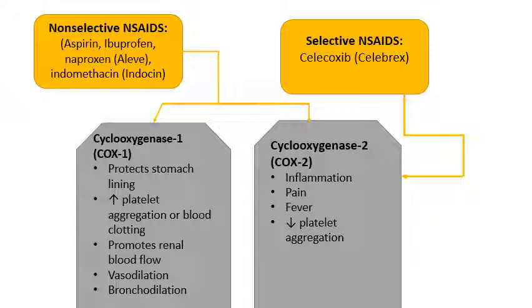Remember, you'll probably see this again. It's important to remember the difference between COX-1 and COX-2 inhibitors: your non-selective NSAIDs, such as aspirin, naproxen, ibuprofen, and indomethacin, have the potential to cause GI upset and bleeding, whereas Celebrex or Celecoxib does not.